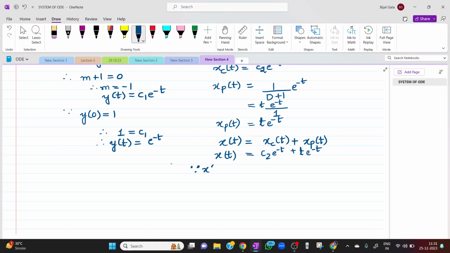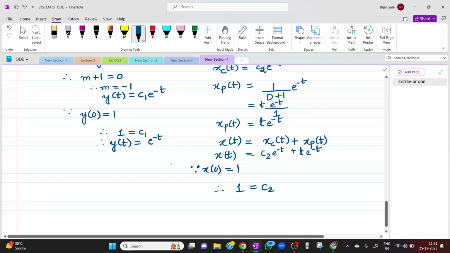Since x of 0 is 1, so 1 is equal to c2. All the other terms will become, here there is t, no? So when we put 0 here, it will become 0. So now x of t is equal to e raised to minus t plus t e raised to minus t. This is your x of t, this is your y of t. So this is your required solution.